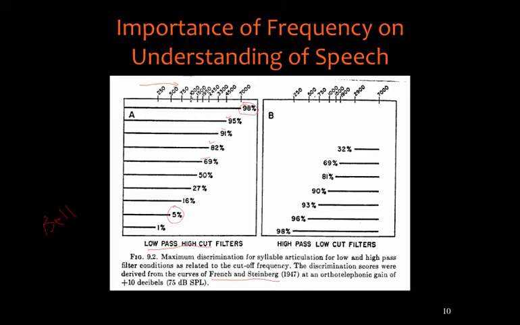If I allowed you to hear everything through 1,000 hertz, you would understand 27%. That's just the nature of this kind of filtered speech test. On the other hand, if all you heard were the frequencies from about 1,000 hertz and higher, and everything below was cut, you would still understand at a rate of about 69%. So, point being, low frequencies contribute relatively little, high frequencies contribute relatively a lot.